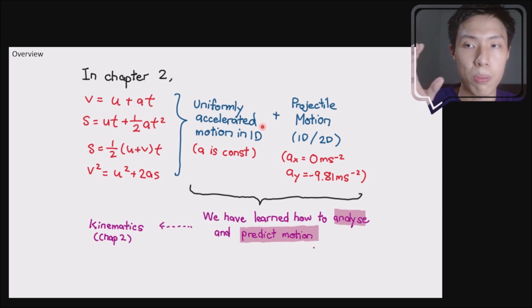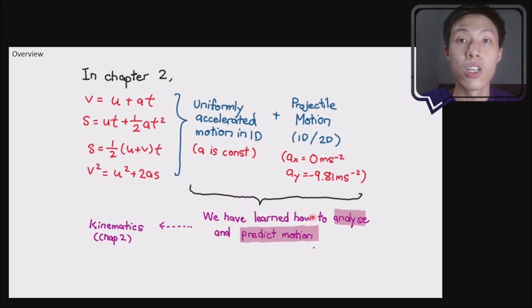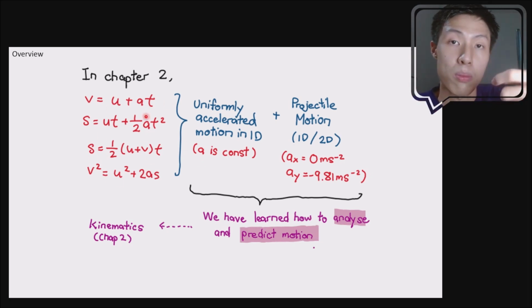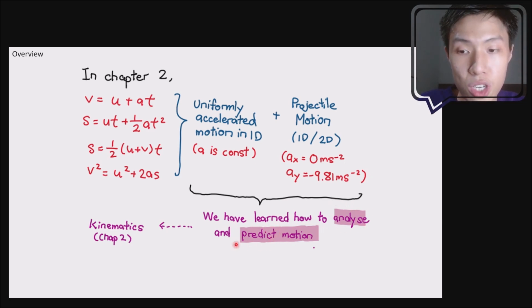If you remember from the first few videos for chapter 2, I've mentioned that in chapter 2 we learned how to analyze and predict motion. We look at the motion and try to describe it using kinematic quantities like displacement, position, velocity, and acceleration. And of course, using these 4 equations, we are able to predict what will happen to an object 5 seconds later, or what its final velocity will be before it reaches the ground. So we are able to analyze or describe motion, and predict motion, using the ideas we learned in chapter 2. These kinds of things we call kinematics.